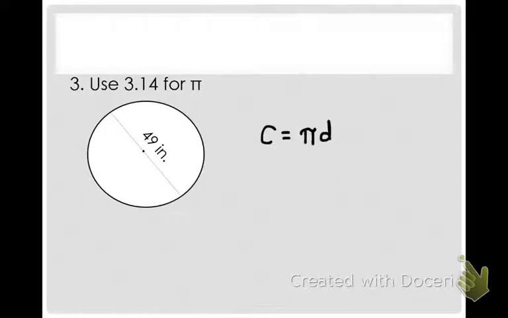Boys, do I know the circumference yet? Not yet. So I'm dropping down my C and my equals. What am I plugging in for the pi? If you look at the instructions, it says to use 3.14 for pi. So we're just going to put 3.14. And do I know my diameter? Yes. What is it? 49. So it's just a matter, once again, of plugging in some numbers in order to find the circumference.